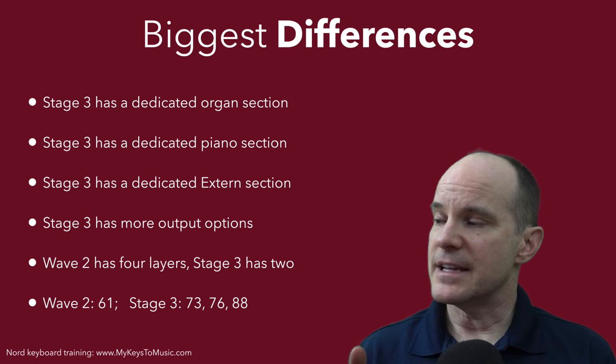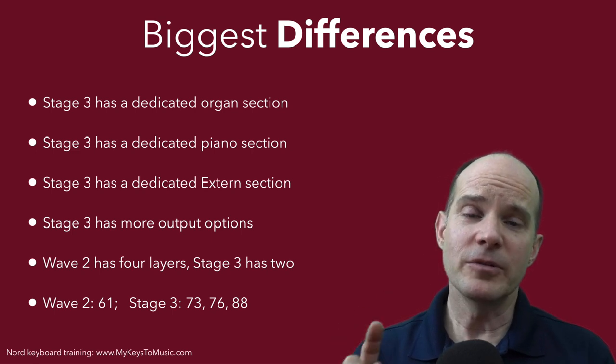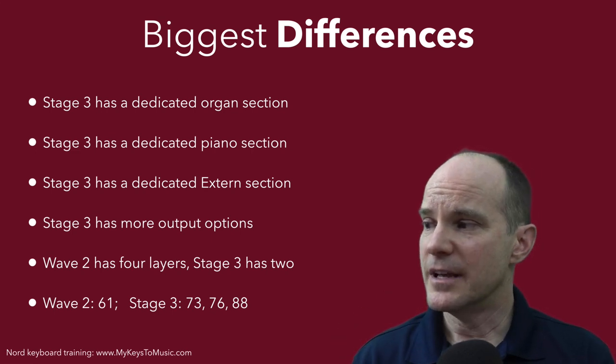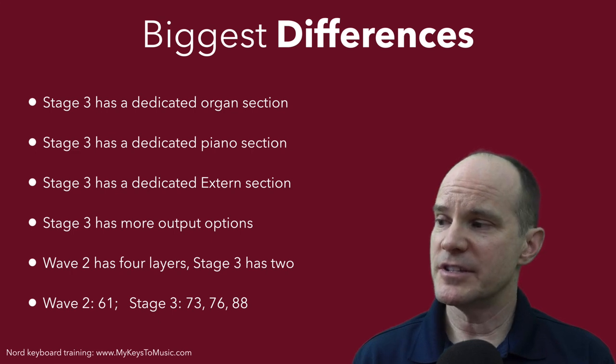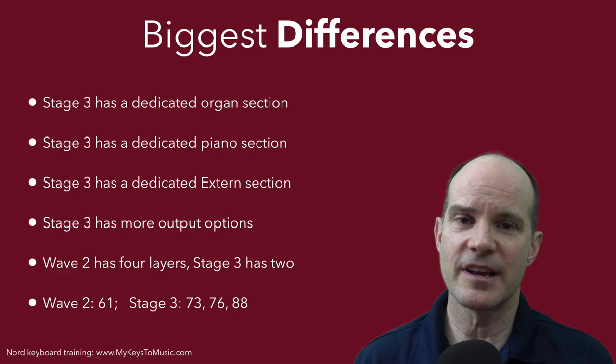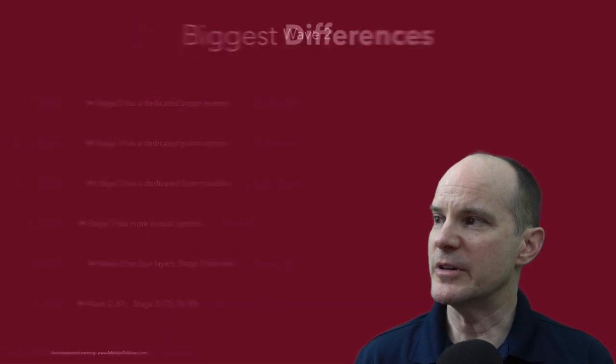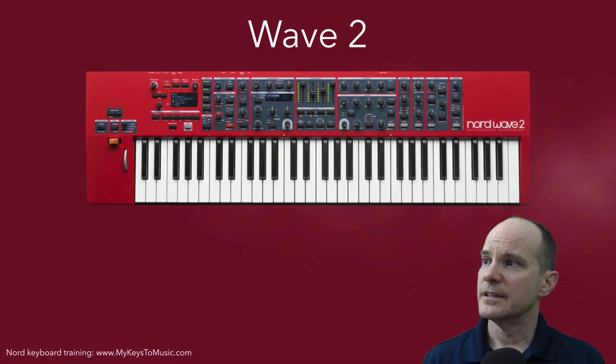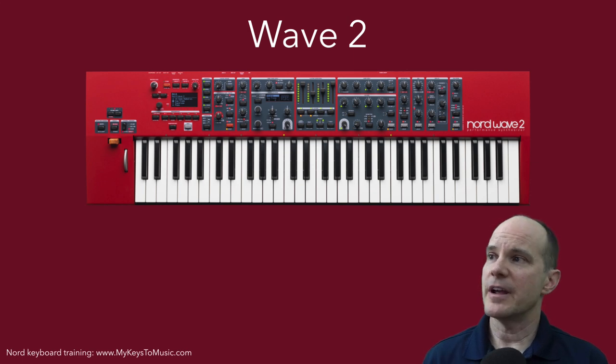The Wave 2 has 61 keys, and that is the only configuration it's available in. The Stage 3 has three configurations of 73 keys, 76 keys, and 88 keys, and we're going to go through more detail on those specifics in a moment. All right. First, let's take a closer look here at the Wave 2.